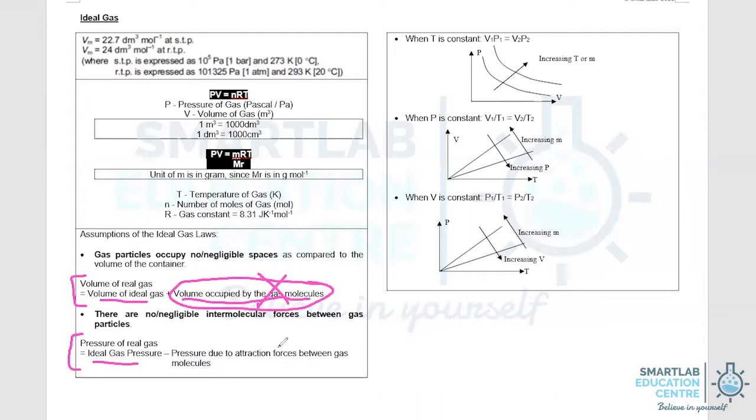Imagine that you have gas molecules that have springs connected amongst all of them. You will find that when the gas molecules collide on the wall, they will exert a lower force. And hence, the pressure of real gas is lower than that of ideal gas.